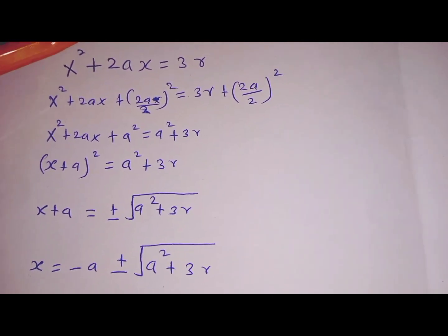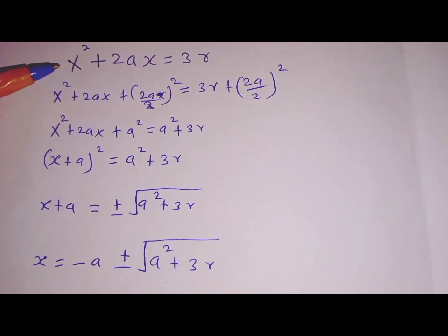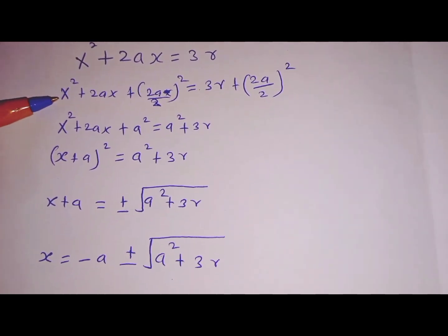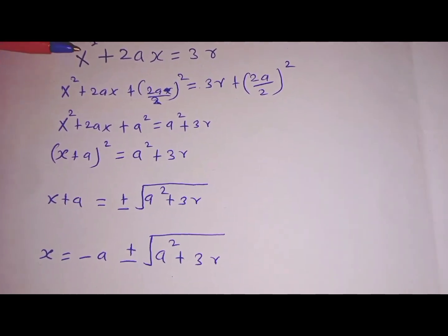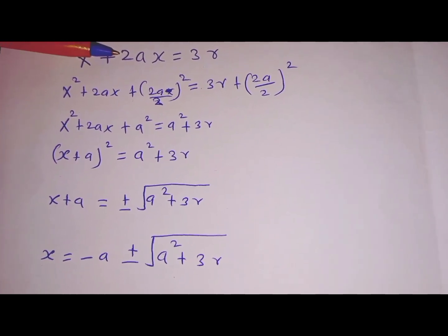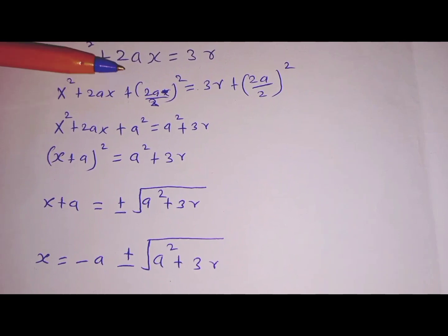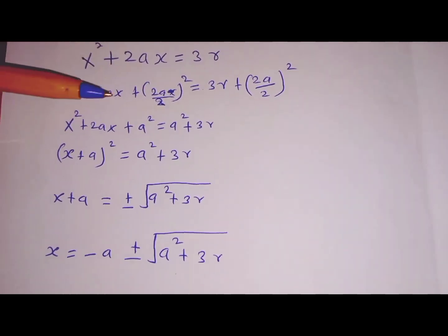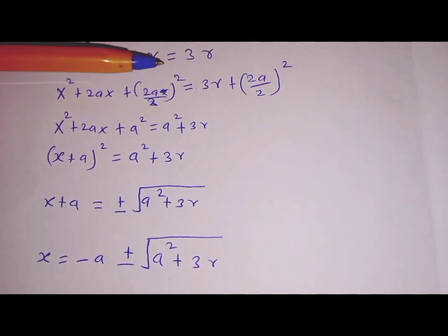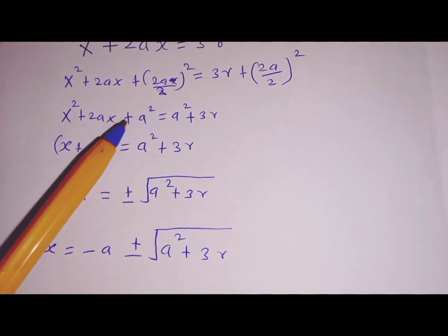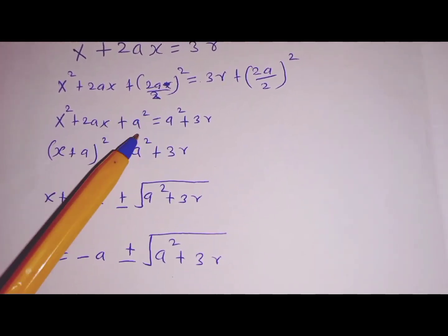So recap. So this is a quadratic equation. We make x the subject of the formula by completing the square on the left hand side. How do we complete the square? Where you have 2a x, you take half of 2a and you square it. You add on the left hand side and on the right hand side. So 2a divided by 2 is a, then you square a, which is a squared.